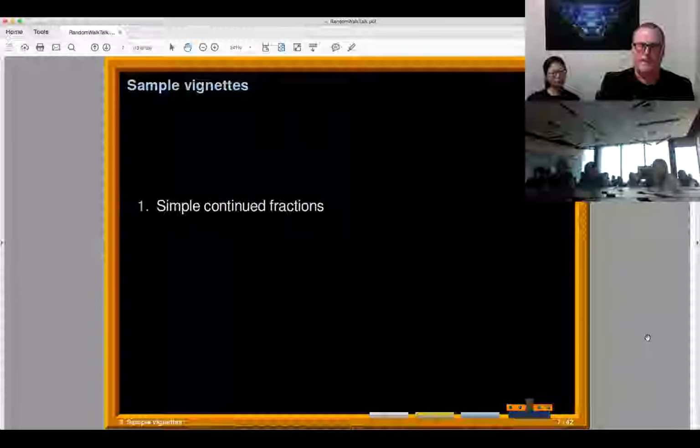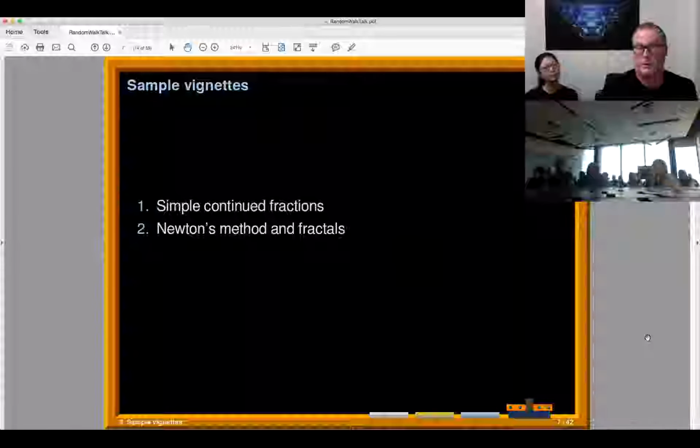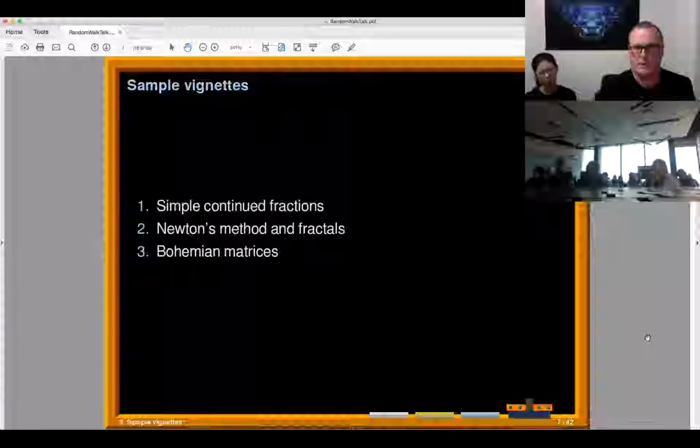These are accessible and not in the standard curriculum. One of the things I didn't want to do was stomp on the standard curriculum or steal their thunder. I made a minor exception when we came to eigenvalues, but that's another story. So simple continued fractions. We also looked at Newton's method and fractals and Bohemian matrices, these kinds of things. Those are the ones that I'm going to look at, and then I will hand the microphone over to Eunice to talk about maybe the most interesting vignette, which is the chaos game representation.